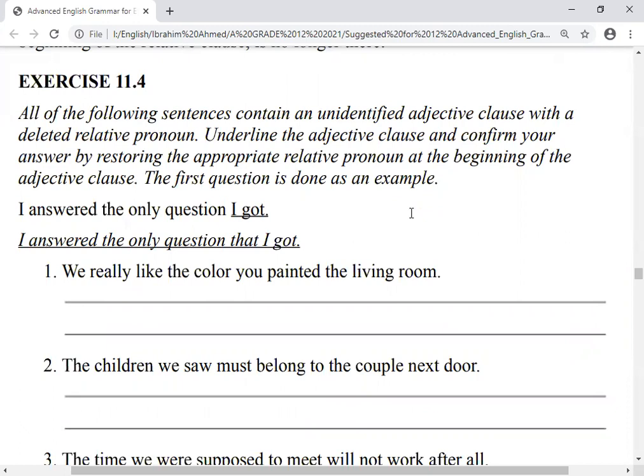So here, all of the following sentences contain an unidentified adjective clause with a deleted relative pronoun. Underline the adjective clause and confirm your answer by restoring the appropriate relative pronoun at the beginning of the adjective clause. The first question is done as an example. I answered the only question I got. Here, something is deleted. So the relative clause is underlined here, but where is the flag? Where is the pronoun? So, I answered the only question that I got. That I got.